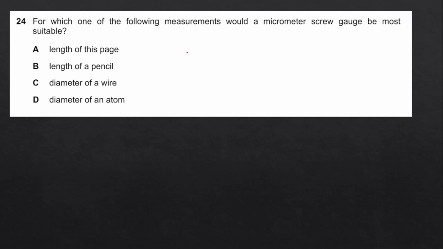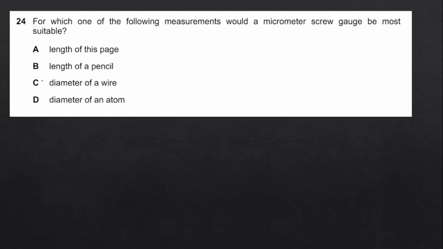Let's look at question 24. For which one of the following measurements would a micrometer screw gauge be most suitable? A micrometer screw gauge is used to measure distances or lengths which are on the scale of millimeters. If I take the length of the page, it is in centimeters, so we might not use a micrometer screw gauge. Length of a pencil, we can still use a meter scale to measure this.